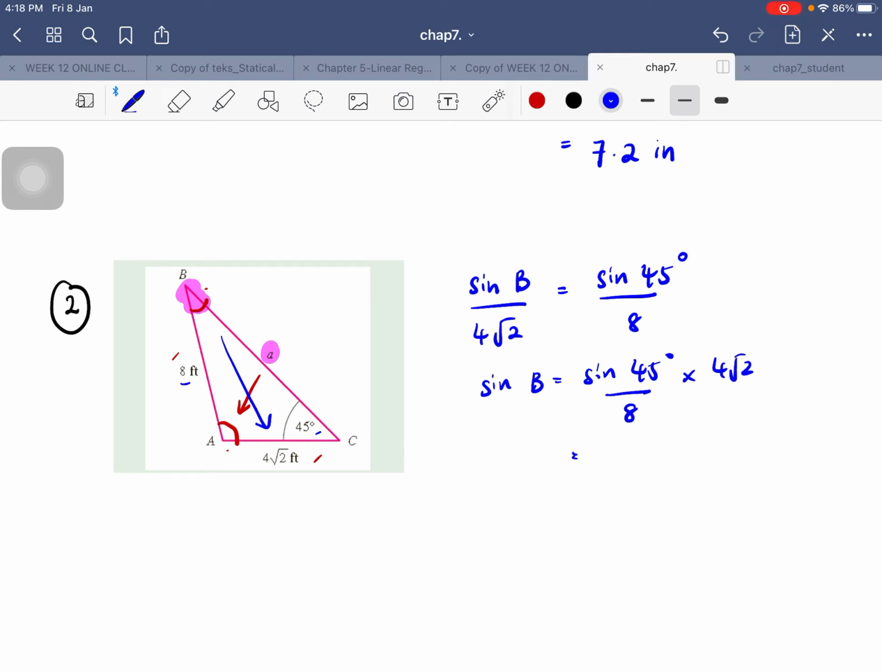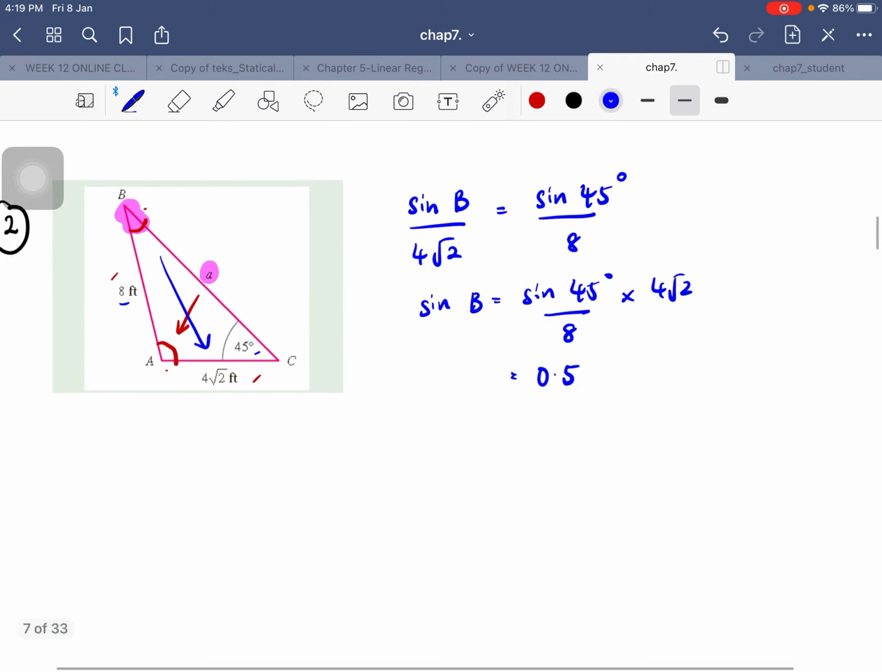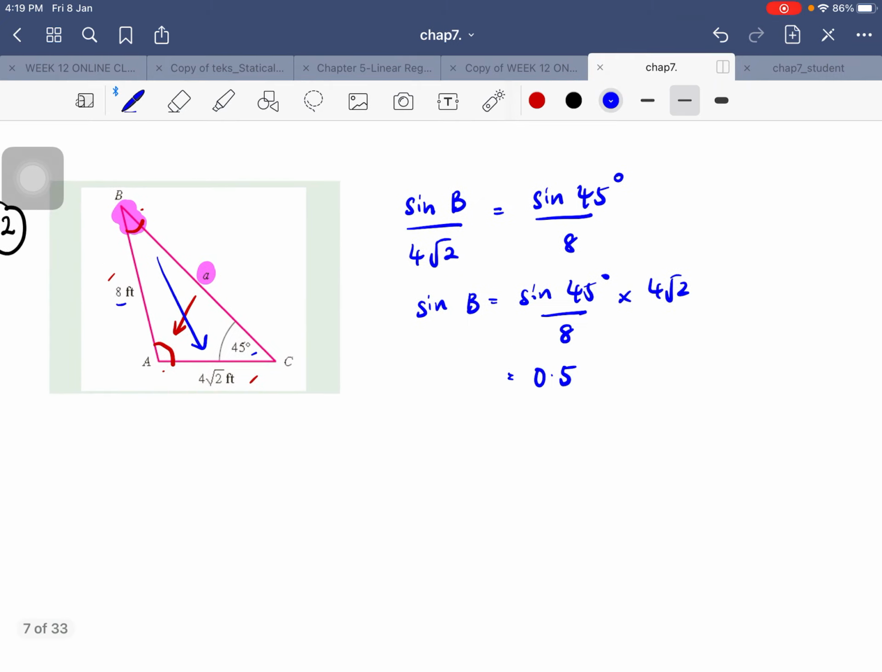And using our calculator, we get sine 45 multiplied by 4 square root 2, divided by 8. You will get a value of 0.5. And of course, we have seen this before in the previous topic. So how do we find B from sine of B? All we have to do is take the inverse. So B is going to be the sine inverse of 0.5, and that gives us a value of 30 degrees.